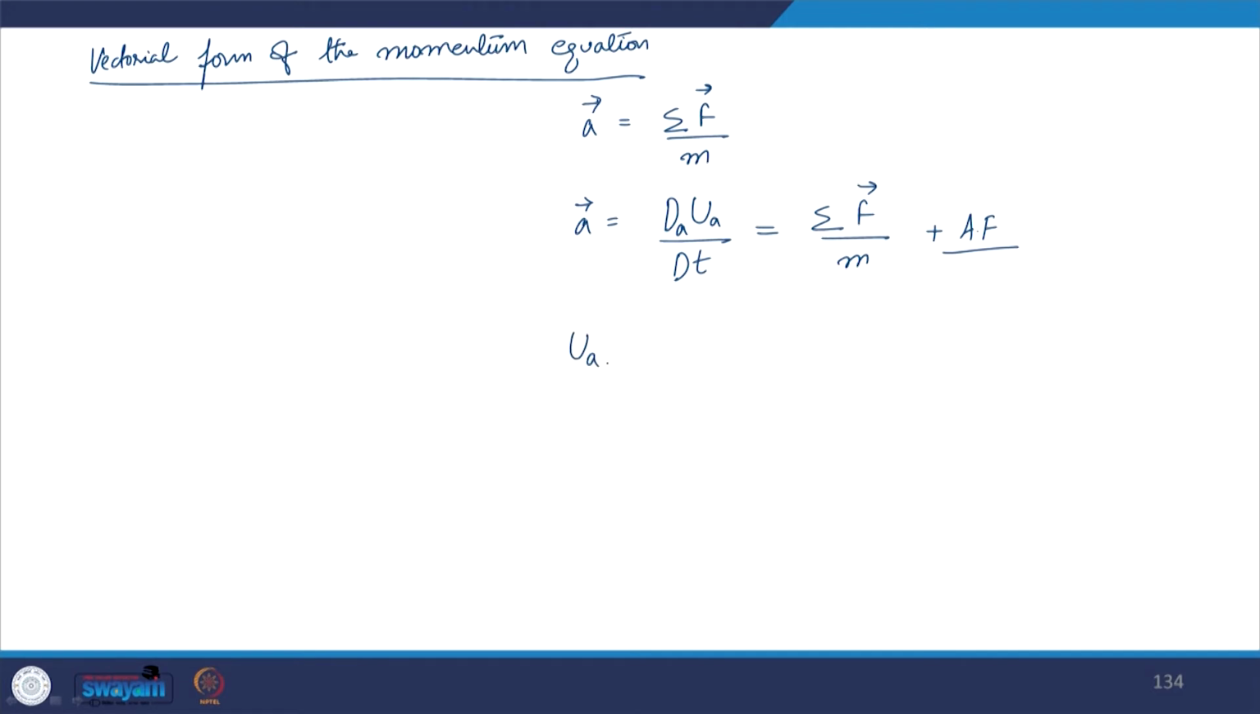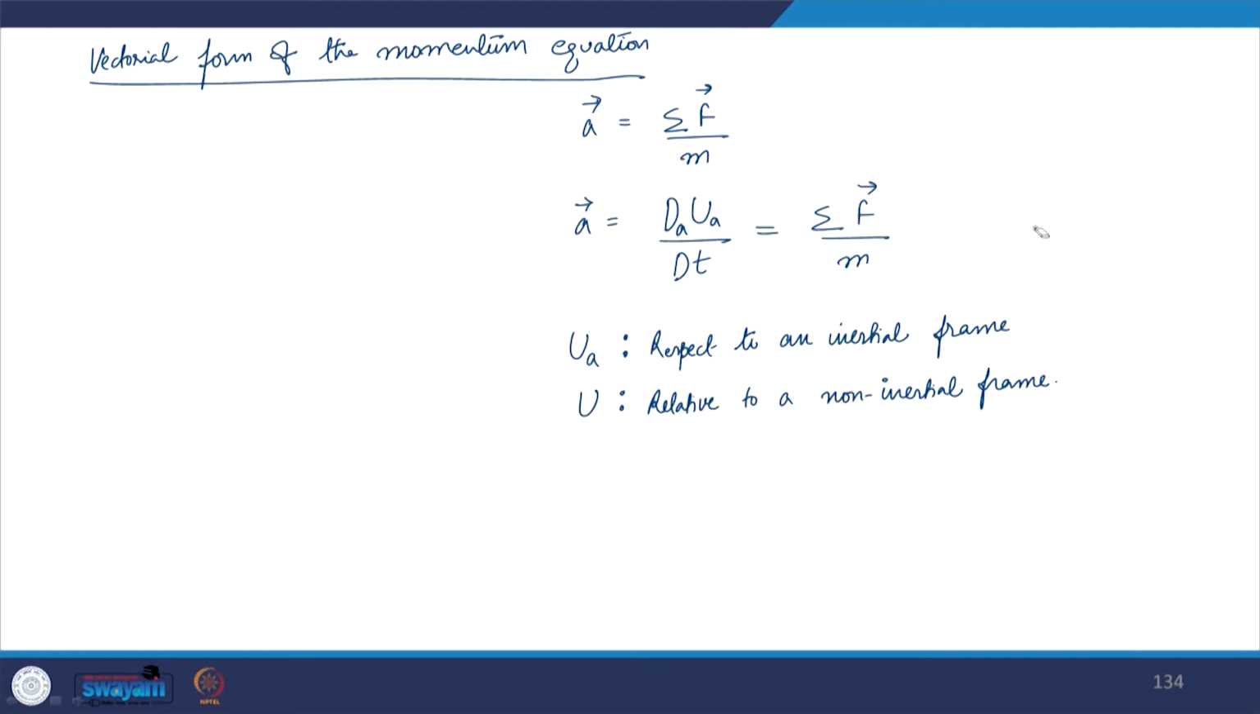Now, let us call U_A the velocity which is with respect to an inertial frame of reference. Right. So, U_A is the velocity related to the inertial frame of reference, and U without the suffix is the velocity relative to a non-inertial frame, or rotating frame of reference. Now, basically we have this equation, where acceleration is just the sum of forces. Let us call this equation number 1.